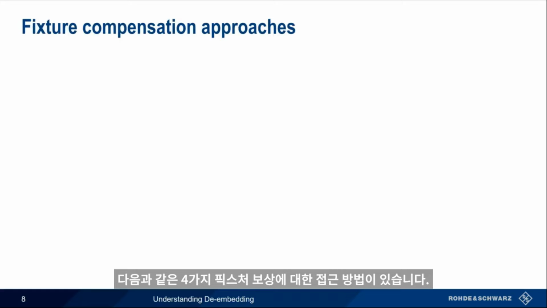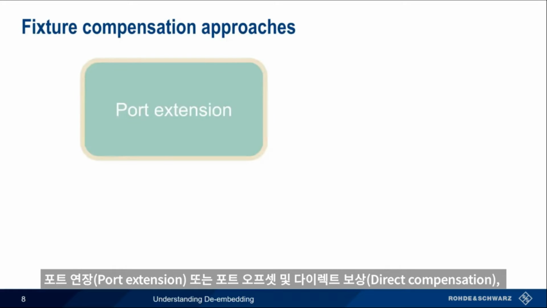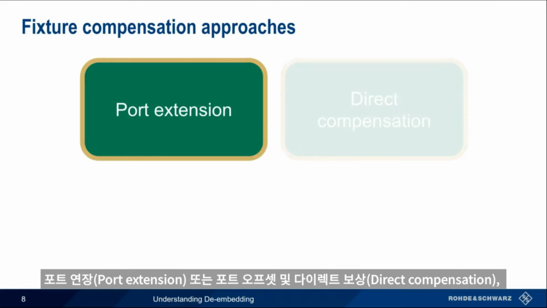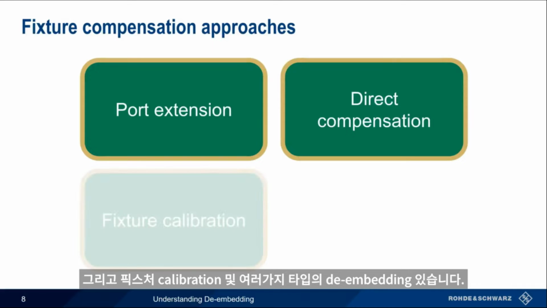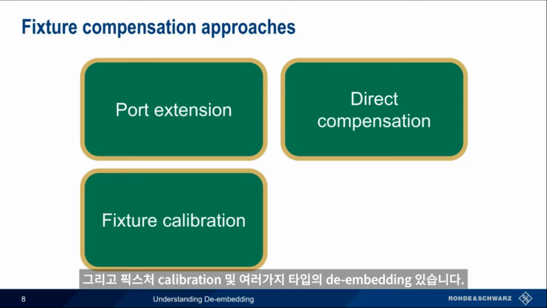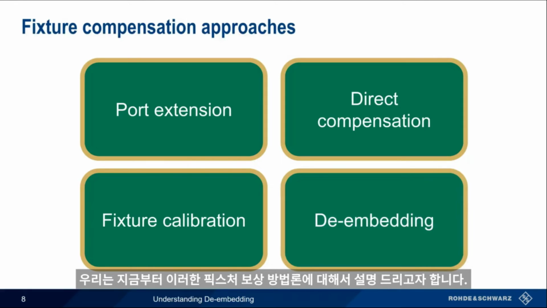There are four main approaches to fixture compensation: port extension or port offset, direct compensation, fixture calibration, and different types of de-embedding. In the remainder of this presentation, we'll examine and explain each of these different methodologies.